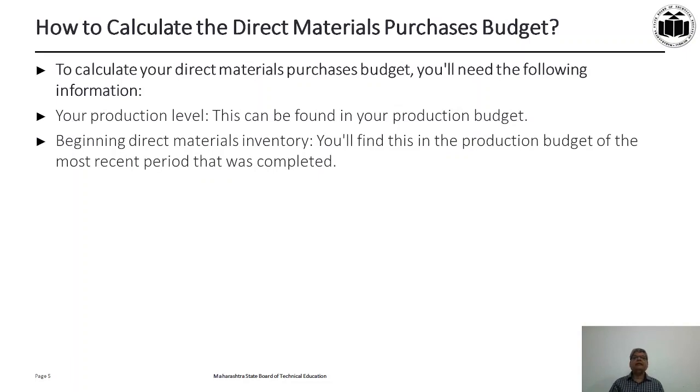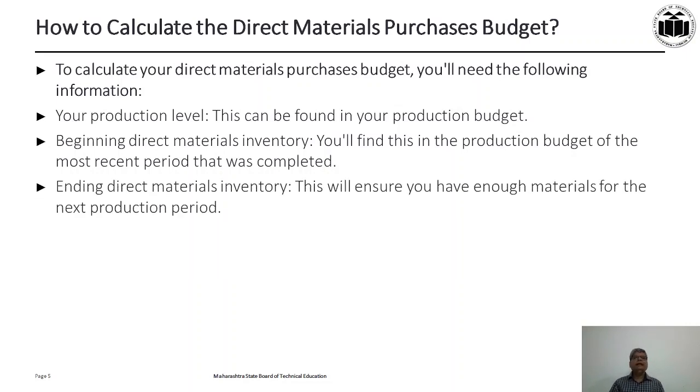Beginning direct material inventory. There has to be a certain inventory at the start. So you will find this in the production budget of the most recent period that was completed. So whatever is the ending inventory of the previous period will be the beginning inventory of the subsequent period. Ending direct material inventory. So we know that there is certain ending inventory, you have to keep it. Why you have to keep it? Because this will ensure you have enough materials for the next production period. So you can call it a buffer inventory or safety stock.